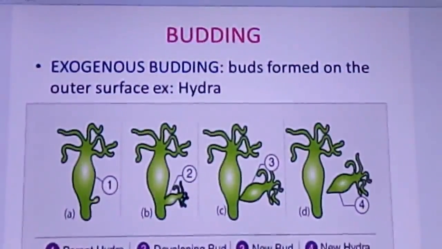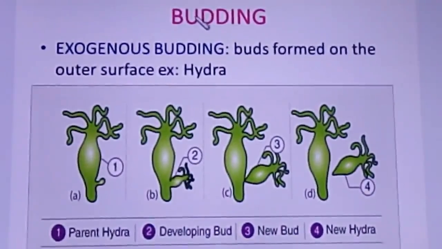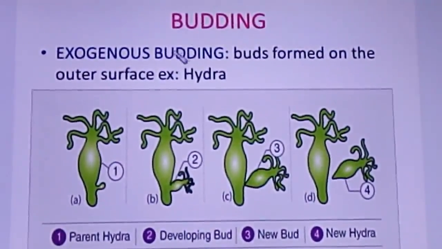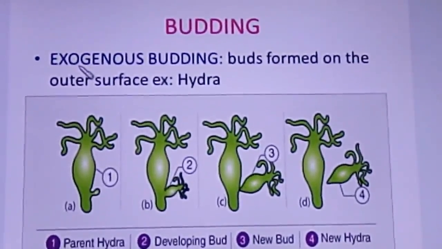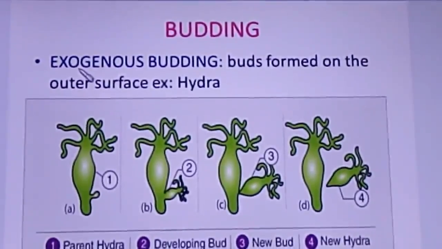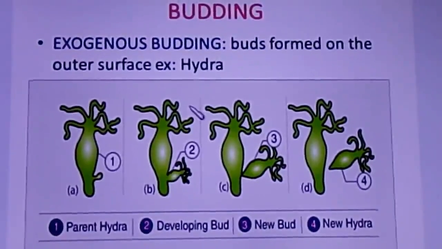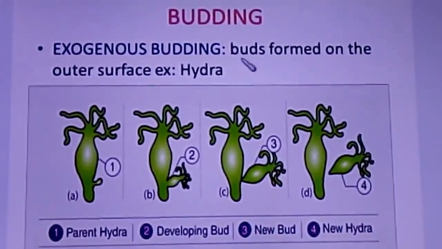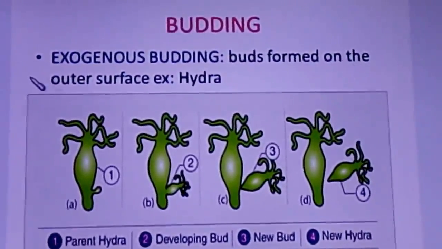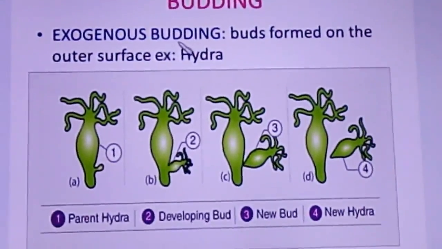Next one is budding. Budding is a very easy type of asexual reproduction. Budding is of two types. One is exogenous budding, another is called endogenous budding. First we will see what exogenous budding is. In exogenous budding, if buds are formed on the outer surface of the parent body, it is called exogenous budding.